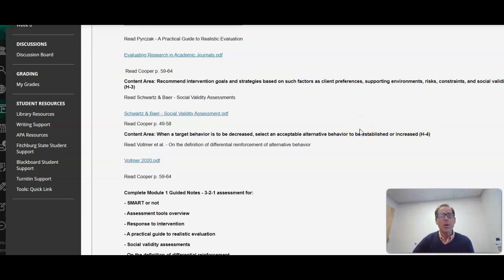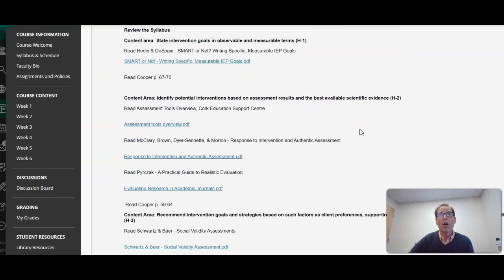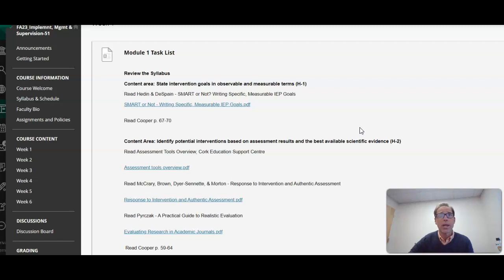And then just a quick note about something that we're going to see throughout all of these modules. There are a number of readings that are associated with each of these task list items. Some of them are readings in Cooper, Heron, and Heward that you may have already read, but it's an opportunity to refamiliarize yourself with those readings, specifically as they relate to the content area that we're covering here. And then there are also articles, some that are specifically behavior analytic in nature, some that may not be, but that speak in a meaningful way to these different task list items.